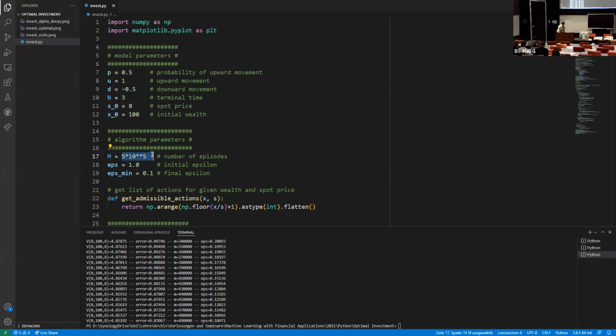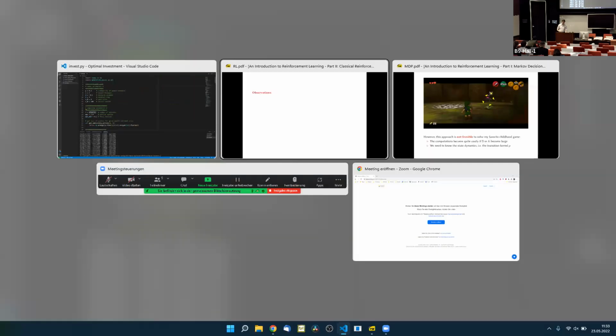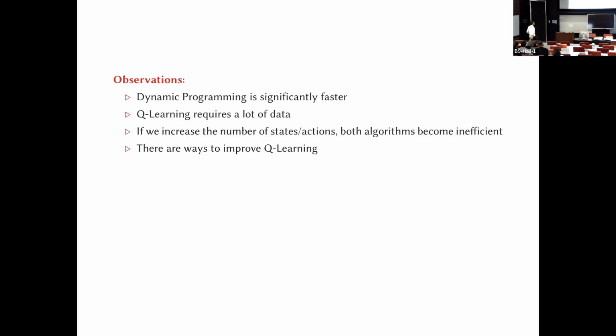So yeah, I just wanted to check here. So this was 500,000 paths. To give you a feeling of how long that takes: probably you can do it a little bit faster because my coding skills are not the best, but it takes significantly longer than dynamic programming.